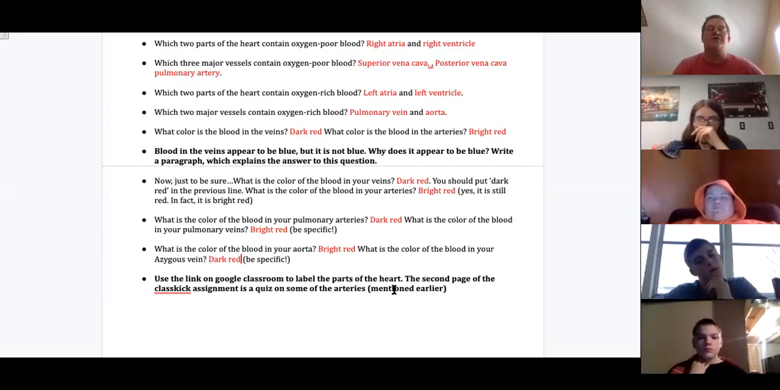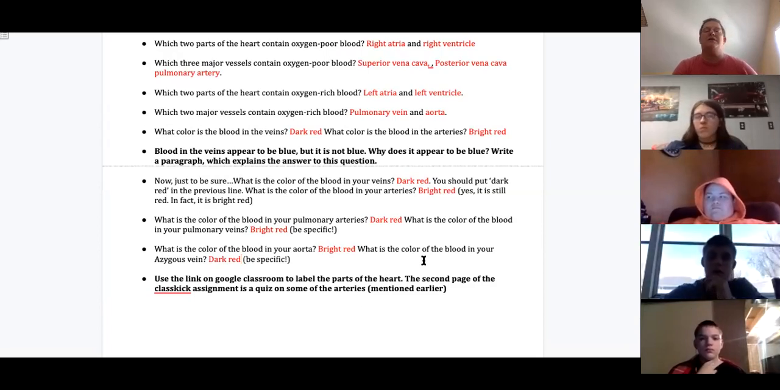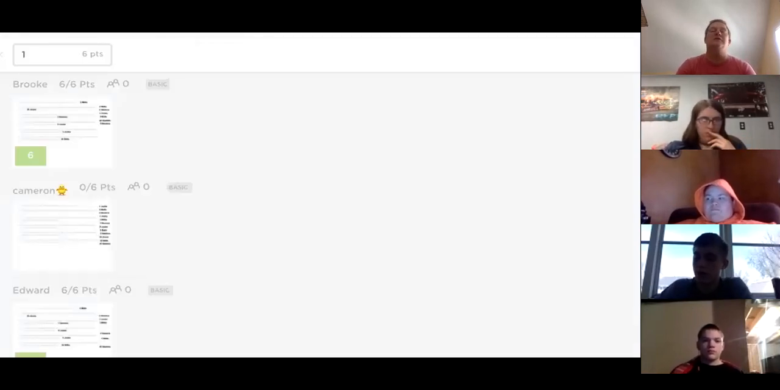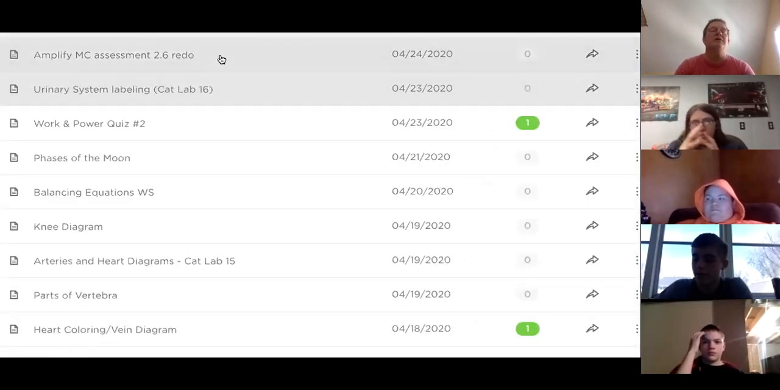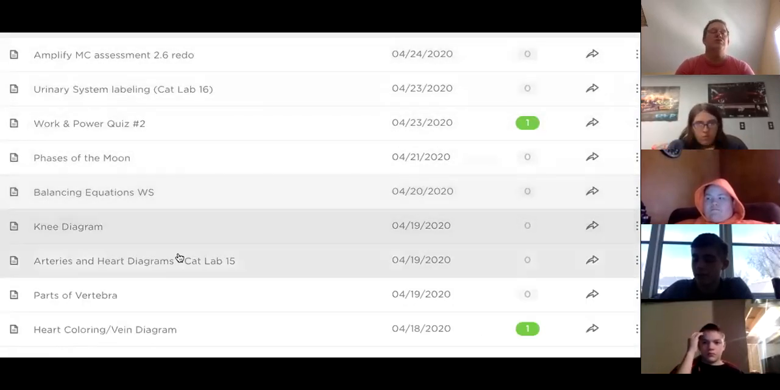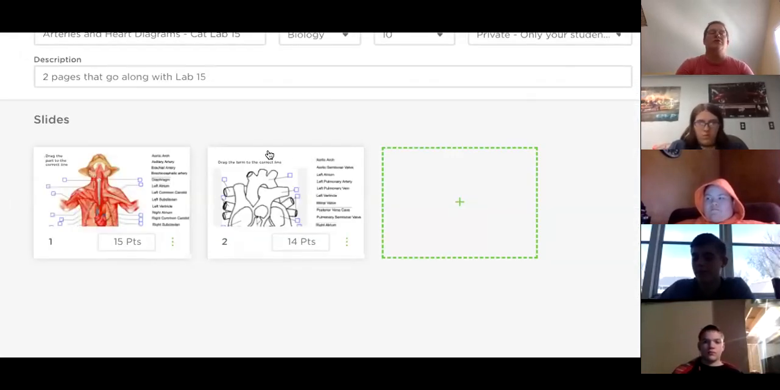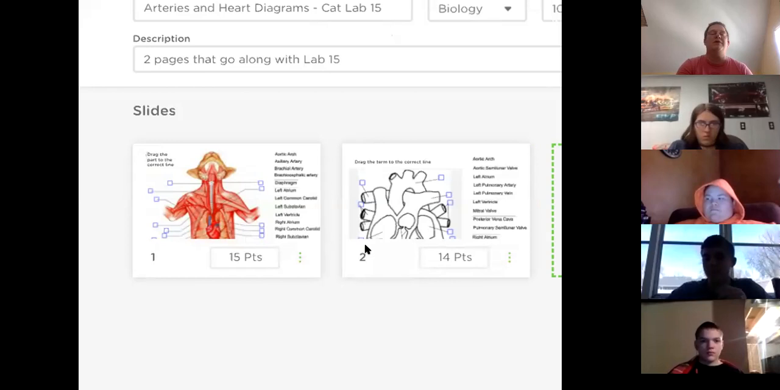So there's a link on Google Classroom. Label the parts of the heart. The second page is the arteries. Let me just open it here real quick. Those are the two things that you'll need to do, 15 points and 14 points.